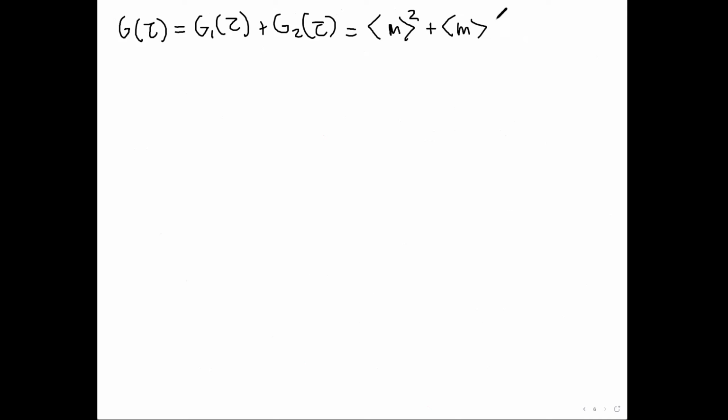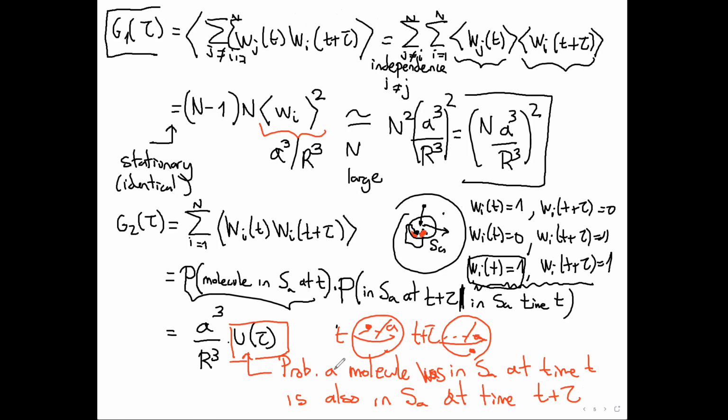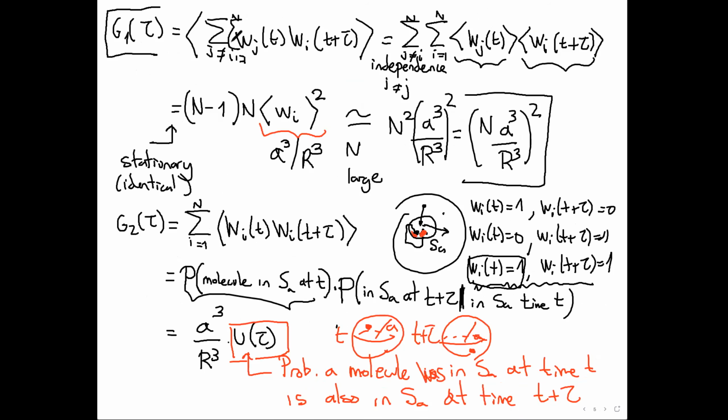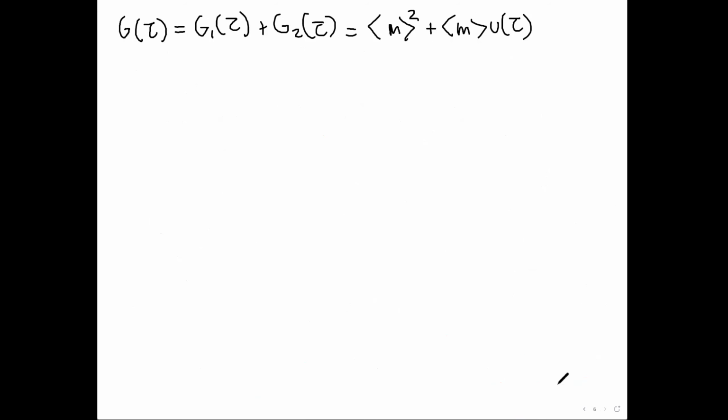So just to remind you, I had g tau. This is the total correlation function, which was g1 plus g2, so it was g1 tau plus g2 tau. I'm just wrapping up what we derived: g1 was just m to the power 2, and g2 was m, the average, times u tau. Okay, when I wrote it with w's, it's the same thing. And in the other case, the first one, which was g1, is m to the power 2. This is what I'm showing here. So m squared, and this is m times u tau.